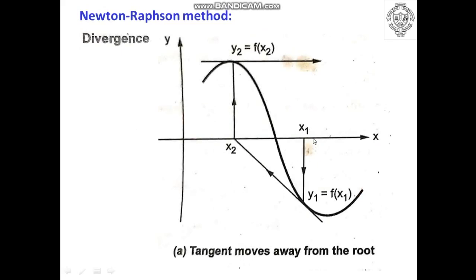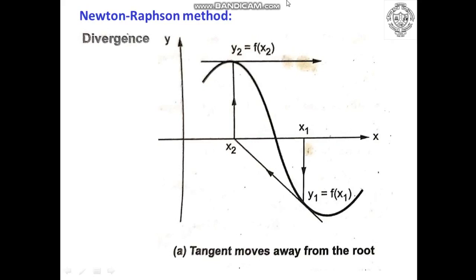Let us assume this particular curve. I have selected the value of x1. By putting the value of x1 in the equation, I get the value of y1. I draw a tangent from this point, and I get the value of x2. Since I get the value of x2, again I put it in the equation to find y2. So I get this point as y2, that is f of x2. Now the procedure says you have to draw a tangent at this point. If I draw the tangent at this point, it becomes parallel to the x-axis. So that means you will never approach the exact root.